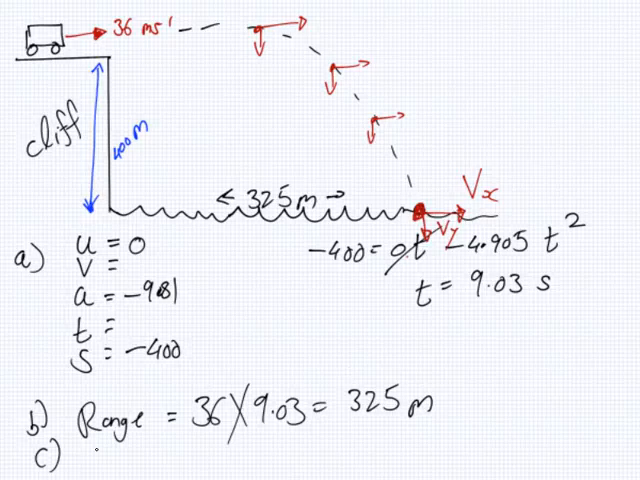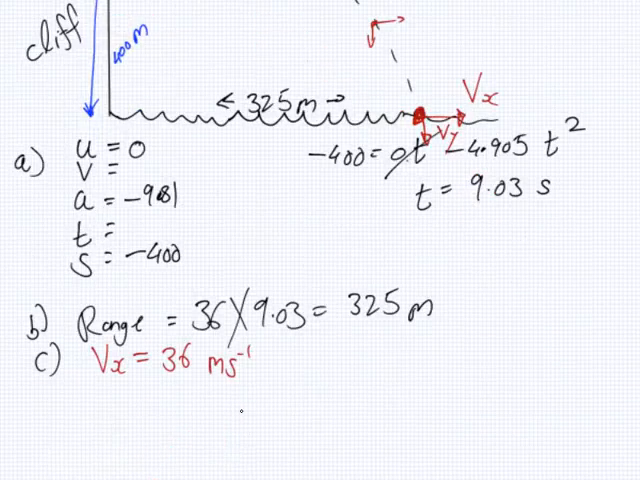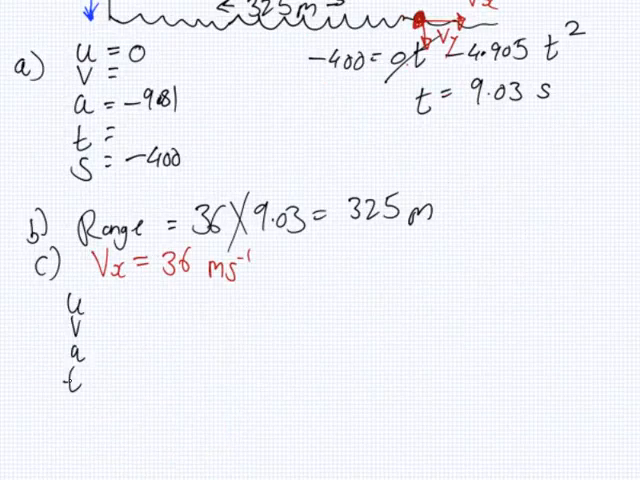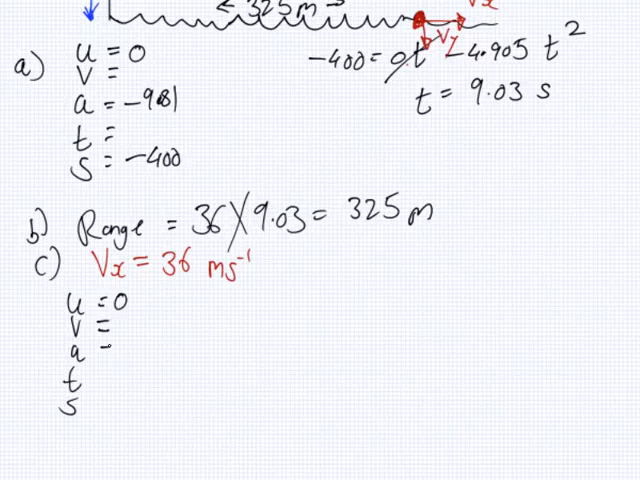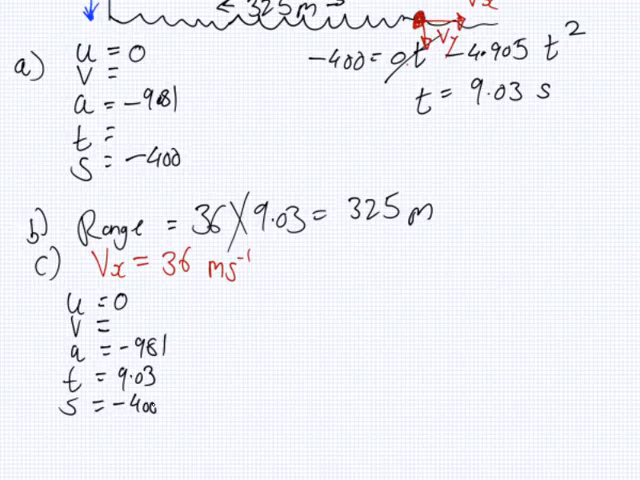In fact, you already know what the Vx is. What is it? 36. Why? It doesn't change. It's a constant. So we only need to look at the vertical to work out the Vy. UVATS. The U? 0. The V is what we want. The A is minus 9.81. The T we know, 9.03, and the S we know. So what's the easiest formula to give us the V? V equals U plus AT.